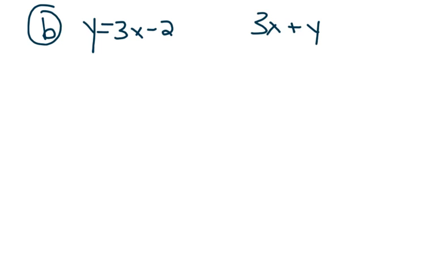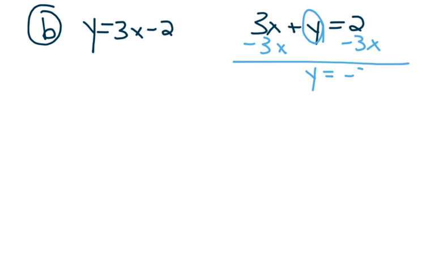Now let's look at B. In B, my two equations are y equals 3x minus 2, which is already in slope-intercept form, so that's nice. And the other equation is 3x plus y equals 2. So we're going to solve for y by subtracting 3x. So y is equal to negative 3x plus 2. All right, so first I check their slopes. Their slopes are different. The second the slopes are different, it's none of these.